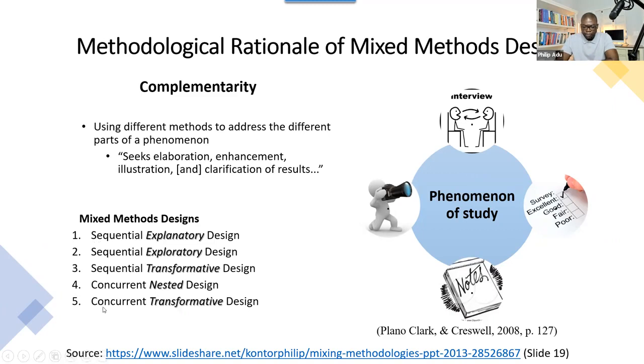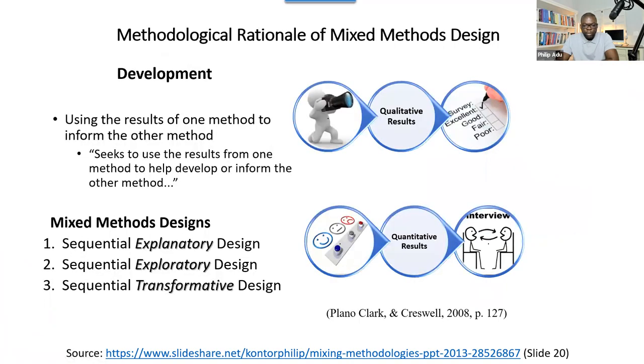The next one is development. As the name implies, you are using the findings of one approach to develop something for the second approach. Let's say you started with observation and you have your findings, and then based on the findings, you can develop a survey. Also, you can do a survey first, and then based on the findings, you can identify specific participants for you to interview. So you are using the results of one method to inform the other method. So development can be used as a way of defending any of these 3 approaches.